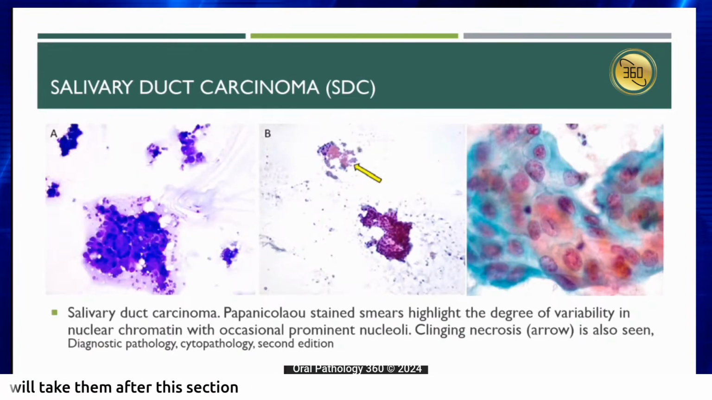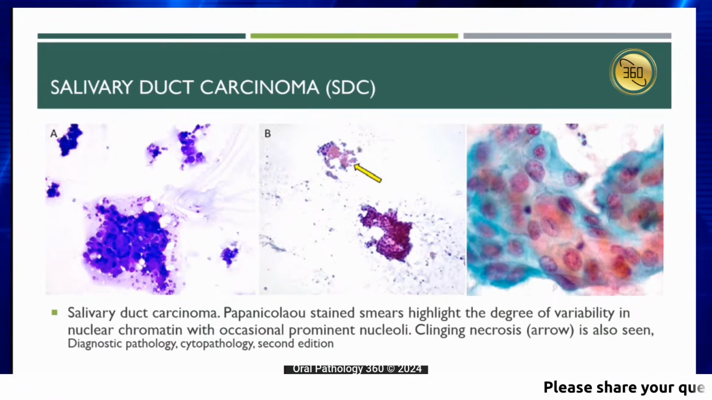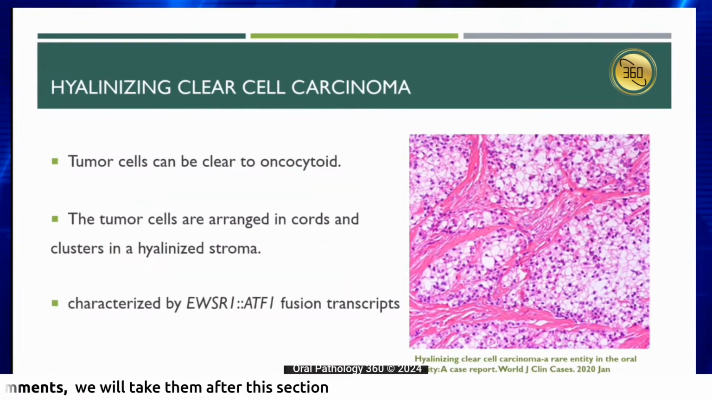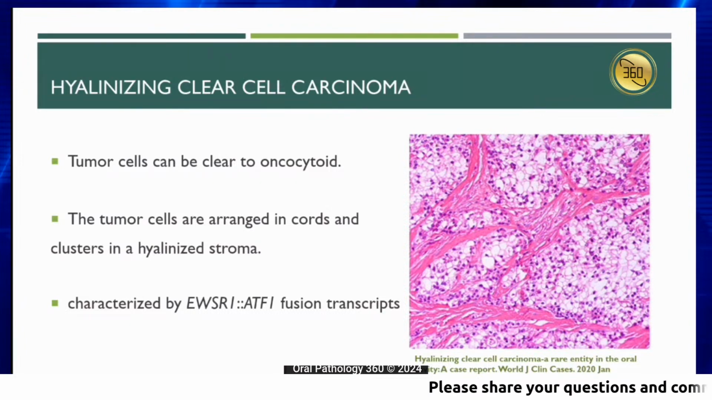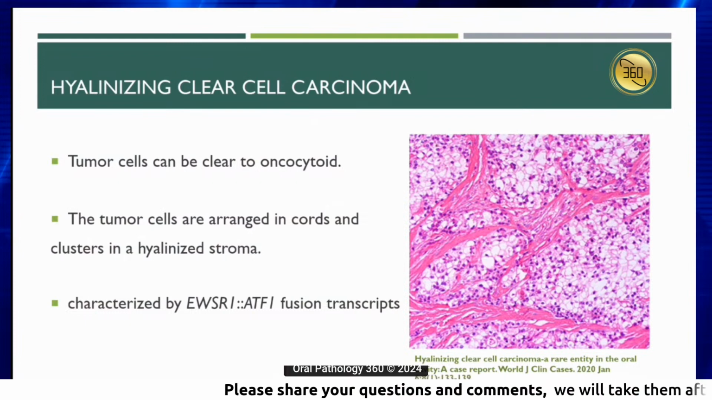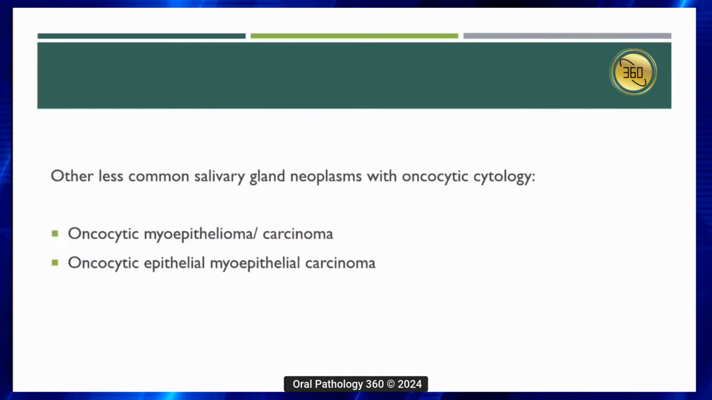Here you can see neoplastic cells in detail, which highlights the degree of variability in nuclear chromatin and occasional prominent nuclei. In hyalinizing clear cell carcinoma, tumor cells can be clear to oncocytoid, arranged in cords and clusters in a hyalinized stroma. There are also some other less common salivary gland neoplasms with oncocytic cytology, including oncocytic myoepithelioma or carcinoma and oncocytic epithelial myoepithelial carcinoma.